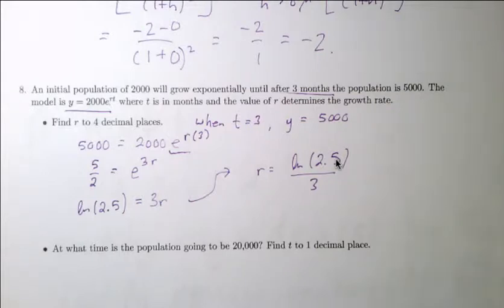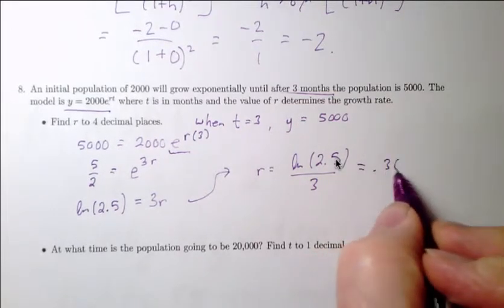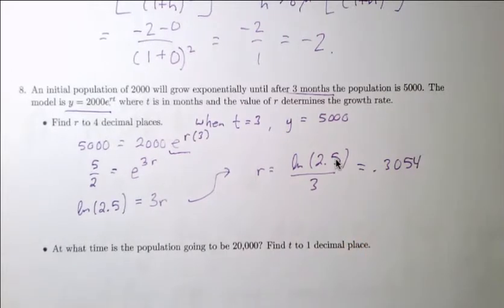Forgive me for a second here, I'm looking around in my notes. To 4 decimal places, 0.3054.